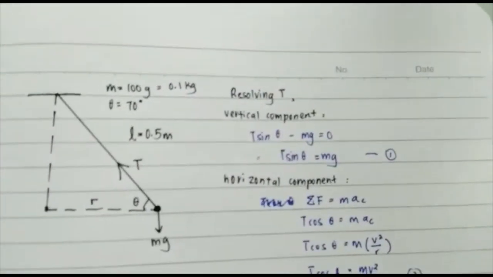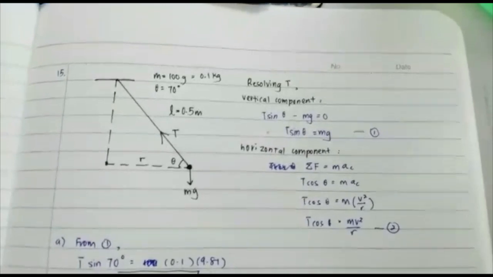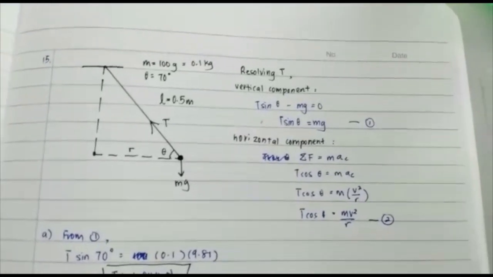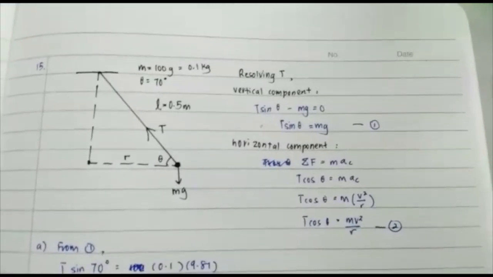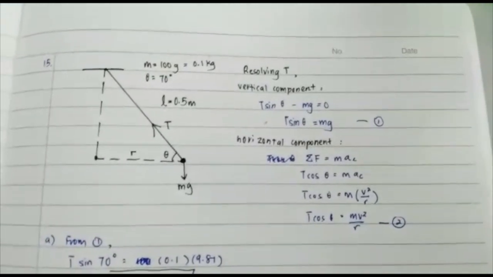And theta is 70. Alright, so my first step before I read ABC, I would resolve the tension first. Sebab tension ni mesti akan bantu nanti ya. So saya akan resolve dulu.